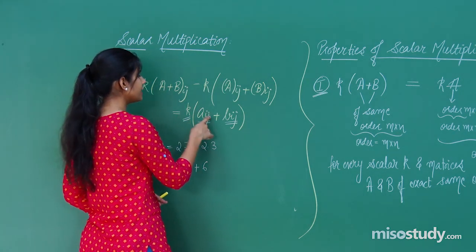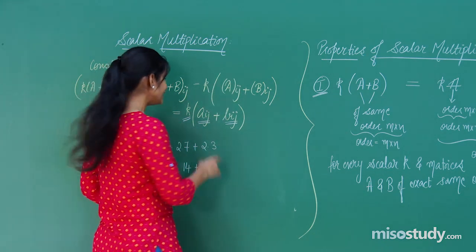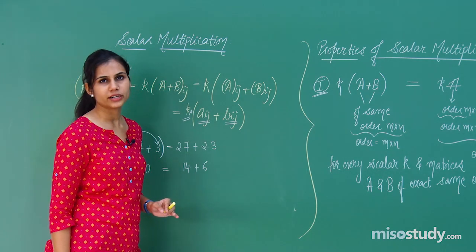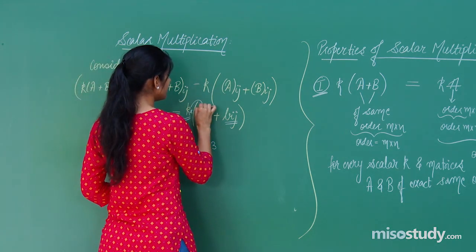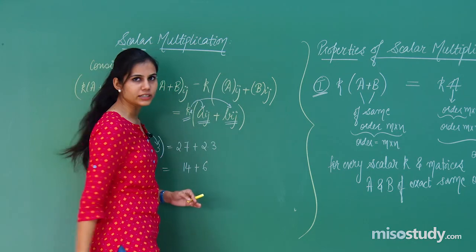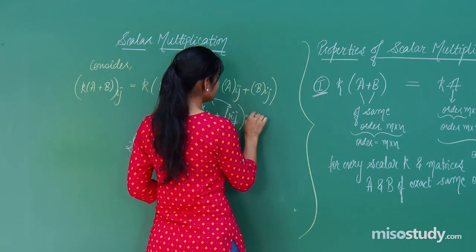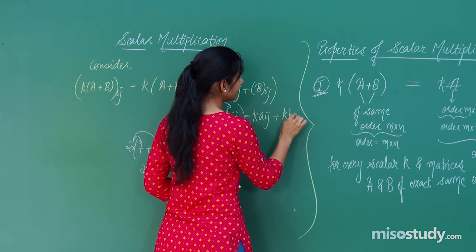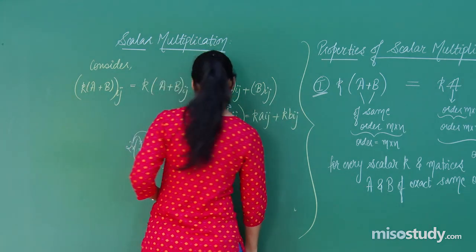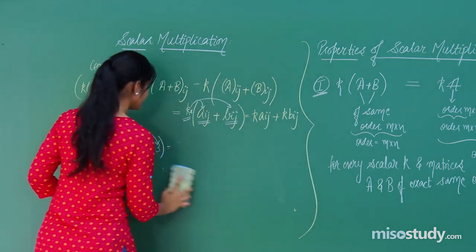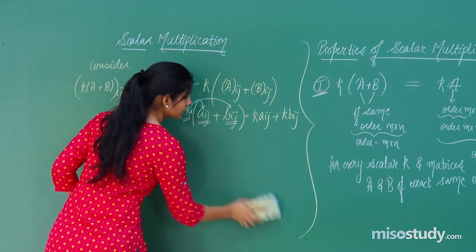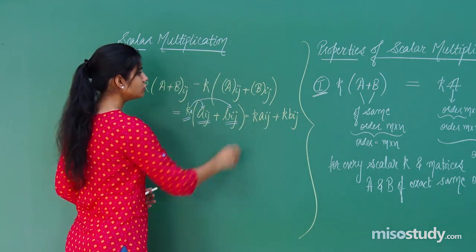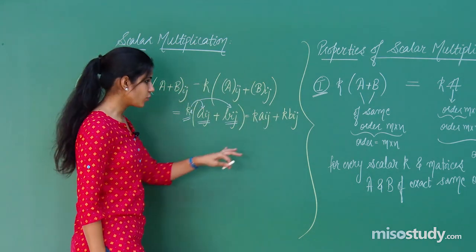Over here, K is a number, a_ij is a number, b_ij is a number, and the situation is almost the same. It is about whether multiplication is allowed to distribute over addition or not. Because these are numbers, multiplication will very much distribute over addition, and you are going to eventually get K into a_ij plus K into b_ij. Now that we have this with us, please understand what this is representing.